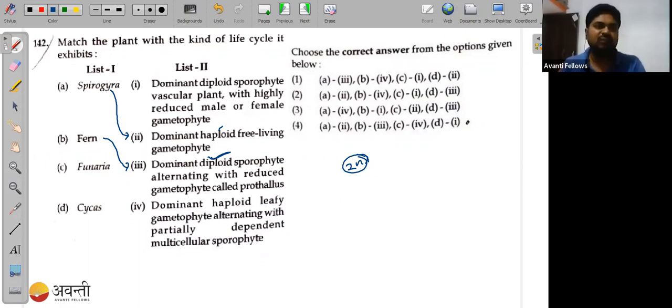Whenever we talk about the Funaria, का आएगा ये 4th option. Dominant haploid leafy gametophyte alternating with the partially dependent multicellular sporophyte. And Cycas, for the Cycas they have option first. Dominant diploid sporophyte, vascular plant with highly, vascular means which contains xylem and phloem. ठीक है, which has highly reduced male and female gametophyte. And that's why option 4 is the correct option for this question.